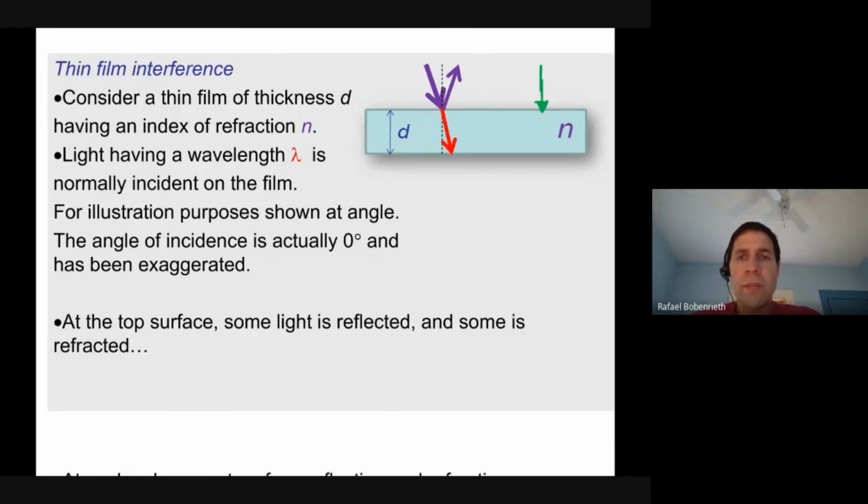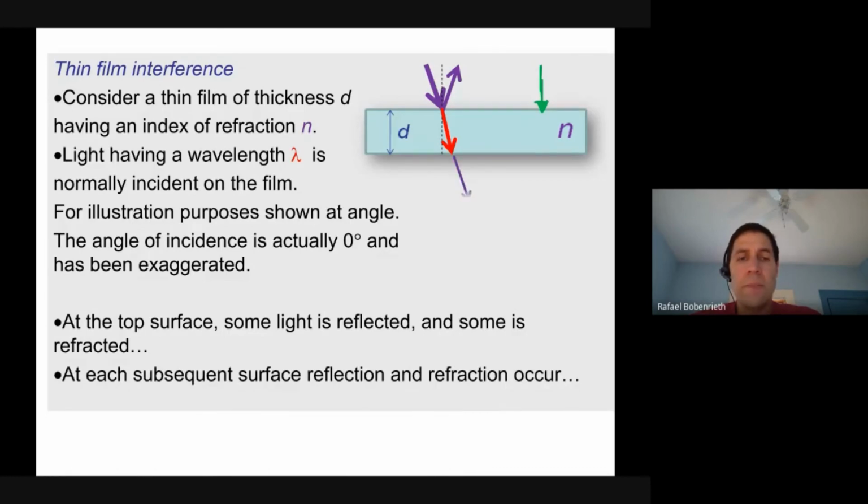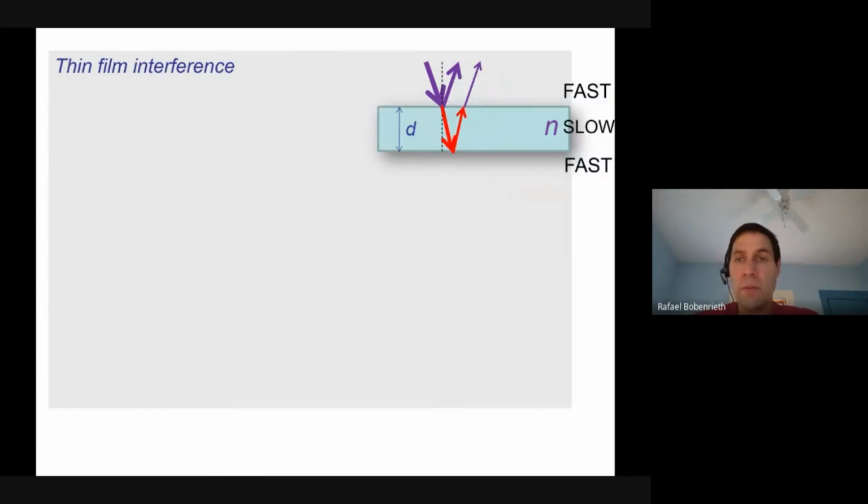And we know that basically the same thing will happen at the lower edge as well, when it goes from the thin film back to air. So you can see there's also going to be a series of transmissions and reflections. And the question is, can we figure out what's going to happen at each one? Is there going to be a phase shift or not, based on our previous scenario of the ropes? So let's see what we can figure out.